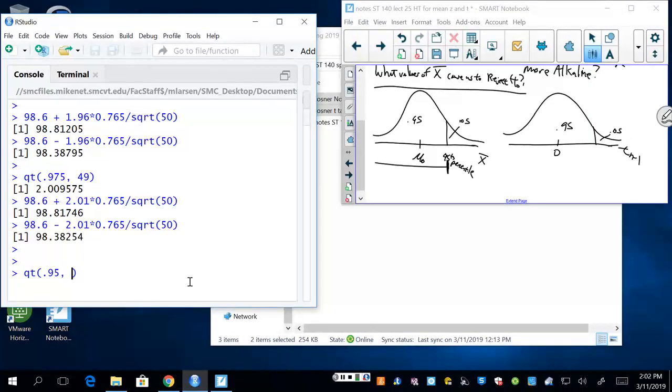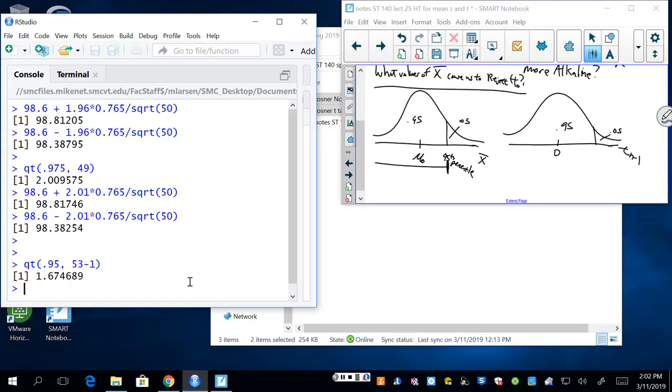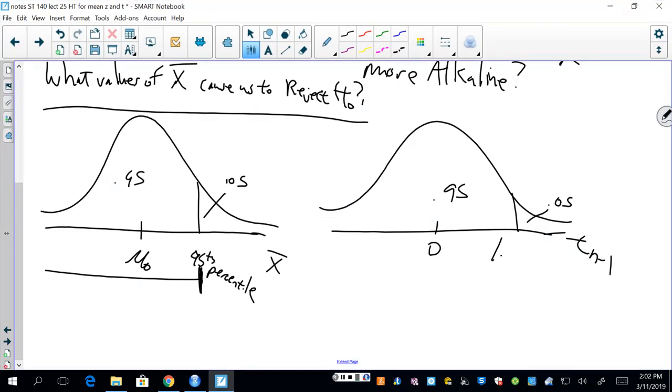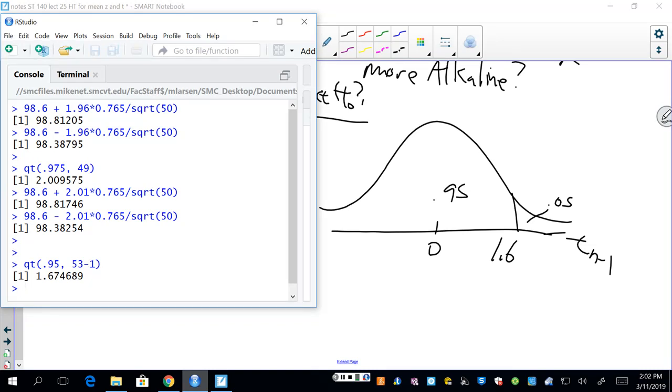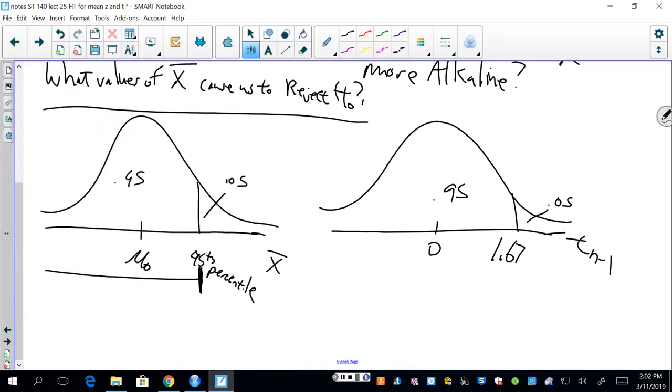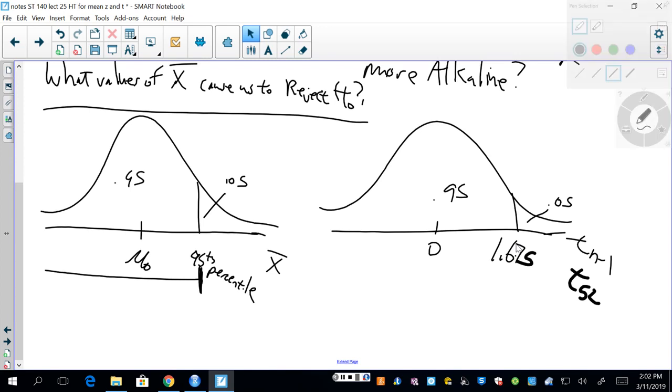We can get the 95th percentile for a T. And now how many degrees of freedom? 52, 53 minus 1. Right? 1.675. That's the T value. I can actually write 1.675. That's the T with 52 degrees of freedom.